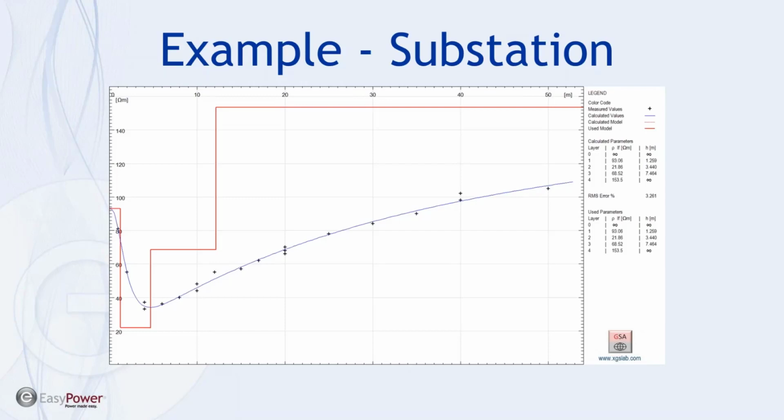There's an RMS error value on the far right-hand side that shows about 3.261%, which is a pretty low value. And it indicates how well the model that is on the screen matches the data that we've measured. In this case, it looks like we have a 4-layer model with the parameters called out on the right.